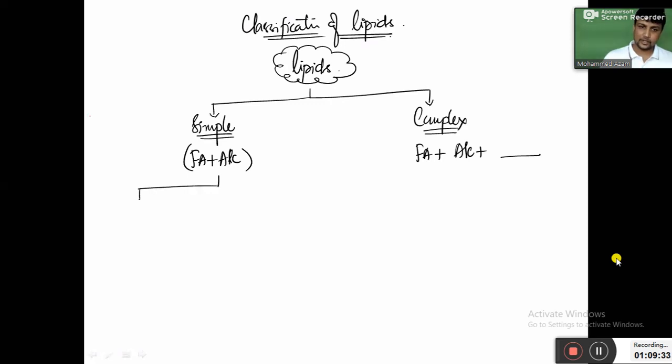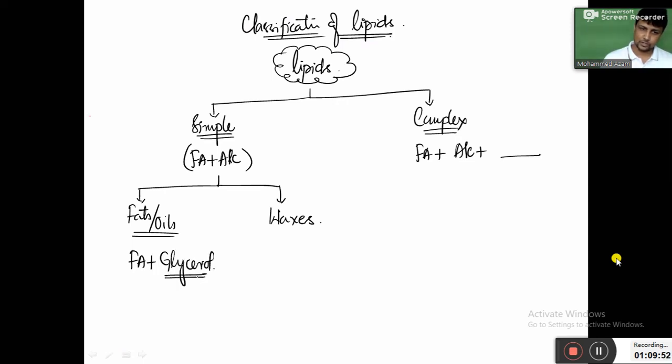Simple lipids are again classified into two categories, guys. In one category, you will be having fats or oils. In another category, you will be having waxes. Fats or oils will have just the fatty acid along with alcohol, and the alcohol will be glycerol. Which alcohol do you have here? Glycerol. Whereas waxes will be having fatty acid along with alcohol only, but it can be any other alcohol except which alcohol? Except glycerol.